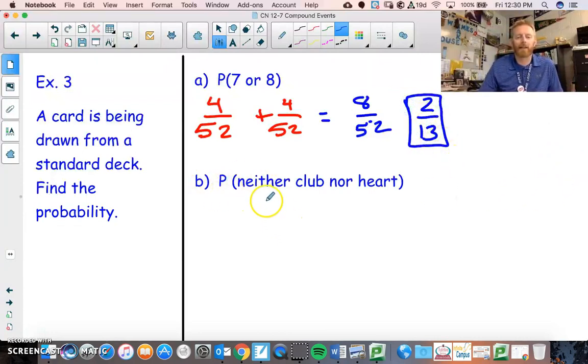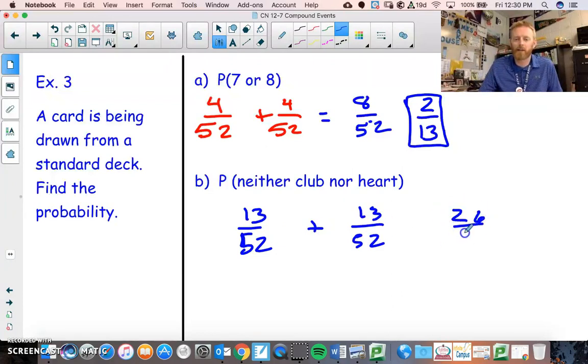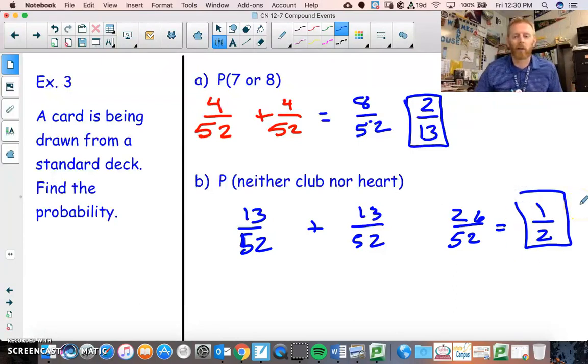Now down here, to get not a club and not a heart, there are 13 out of the 52 that are clubs, 13 out of 52 that are hearts. Add those together and you get 26 out of 52, which is a 1/2 chance of you getting neither a club nor a heart. And that's how this stuff works out here, folks.